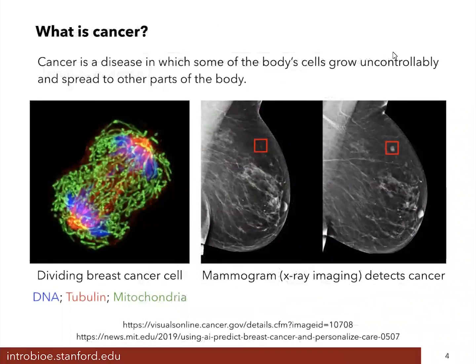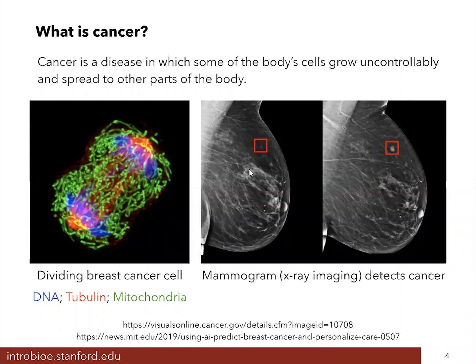Now, what is cancer? Simply put, cancer is a disease in which some of the body's cells grow uncontrollably and spread to other parts of the body. On this slide, you're seeing a dividing breast cancer cell all the way on the left-hand side. You can see the DNA here in blue and the tubulin, which is sort of organizing DNA during this process of division. The green is marking mitochondria, so the energy powerhouses of the cell. And you can see just that it's more or less a normal cell, but it's dividing.